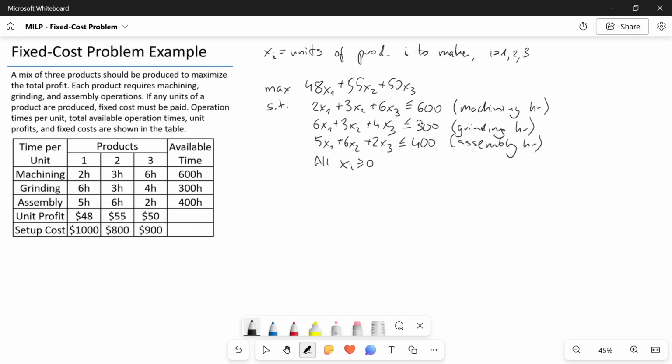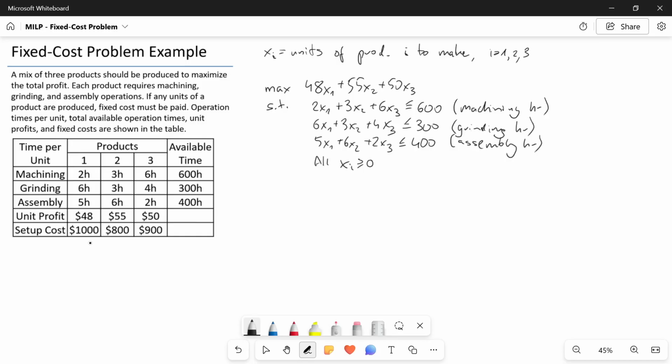Now, one might say, let's solve this problem, see which products are produced, and then just pay the fixed costs afterwards. If we see, for example, that product 2 and 3 are being produced, then let's just pay $800 and $900, and that's it. But of course, this kind of solution would ignore during the optimization the values of setup costs. What if the setup costs are very high for the products we select? For example, suppose we selected product 1 and we now have to pay the highest of the fixed costs.